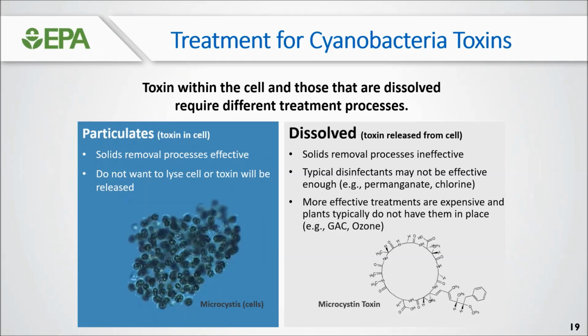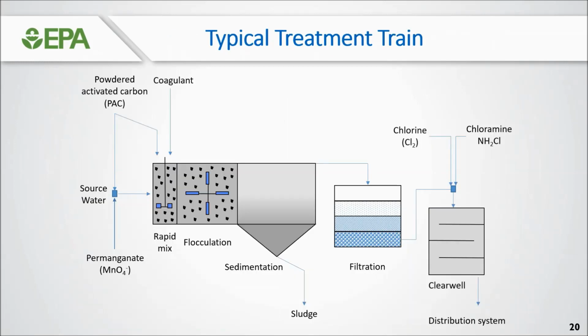Cyanobacterial toxins can be in the cell or dissolved outside the cell. They're formed within the cell, and it's fairly easy to remove the cells as you're removing turbidity in your drinking water plant. You don't want to break the cells and release the toxins, because once they become dissolved, it's much trickier to treat. So we're going to go into a little bit of those trade-offs.